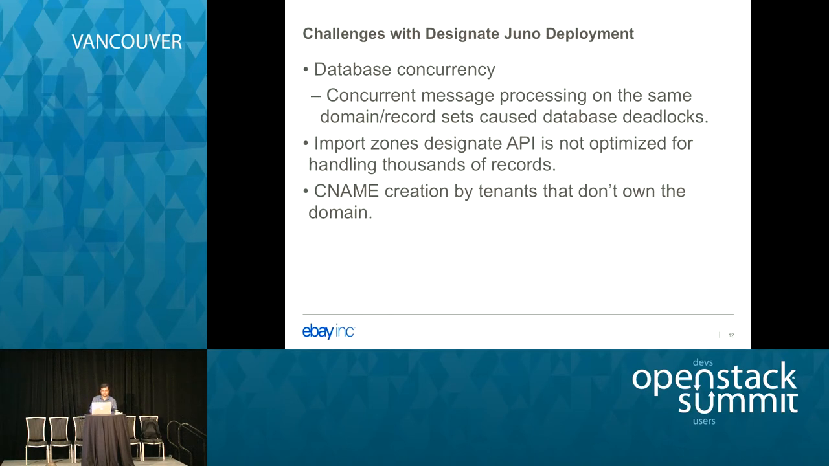Challenges with Designate Juno. Once we finished the migration and were on Juno, we started taking production traffic, and we ran into a few issues. One of them is the database concurrency issue. The concurrency issue is when Designate Central has to process two messages, either for A or PTR, for the same domain. What would happen is that we would see database deadlocks.